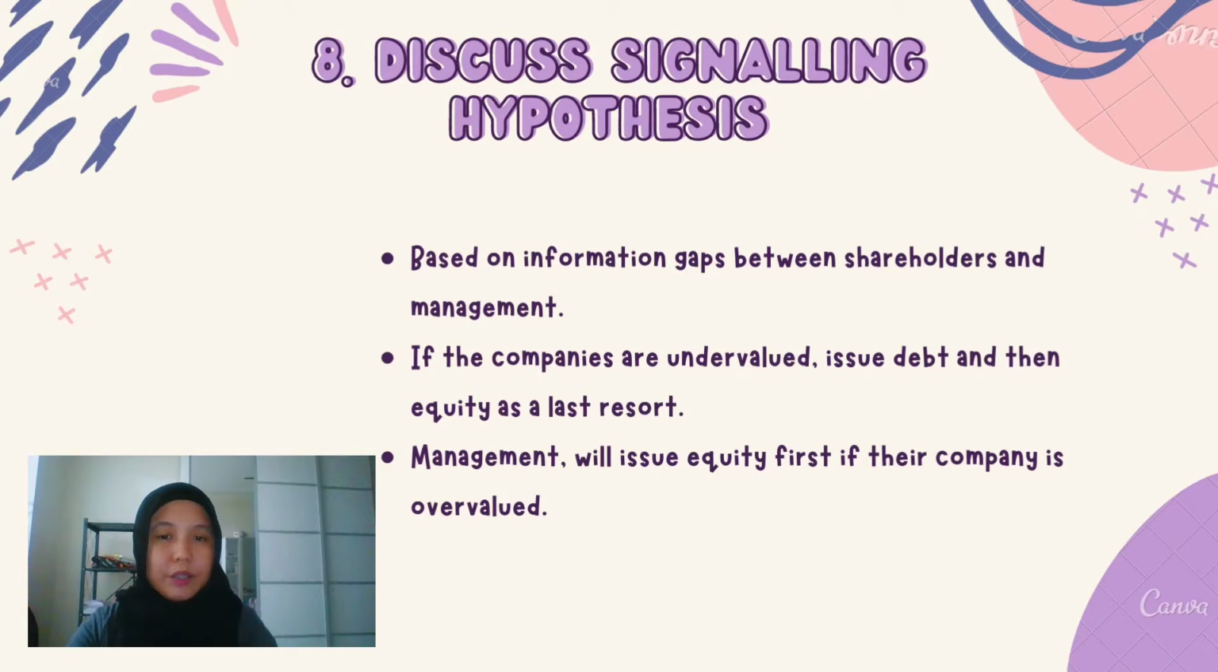The last question is to discuss the signaling hypothesis. The signaling idea is based on information gaps between shareholders and management. If executives believe their companies are undervalued, they will first issue debt and then equity as the last resort. Management, on the other hand, will issue equity first if they believe their company is overvalued. Ross proposed the signaling theory, which states that if managers have inside information, their capital structure choice will convey that information to the market. The theoretical premise that rises in debt are a positive sign that management is optimistic about future earnings may easily influence their leverage.